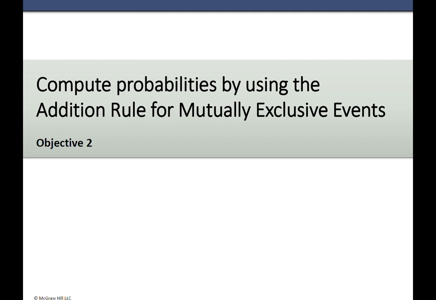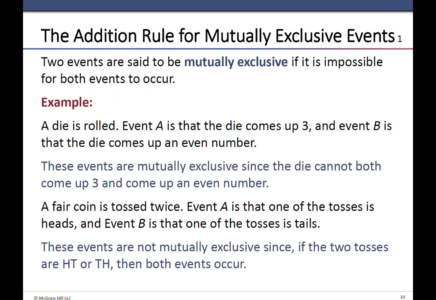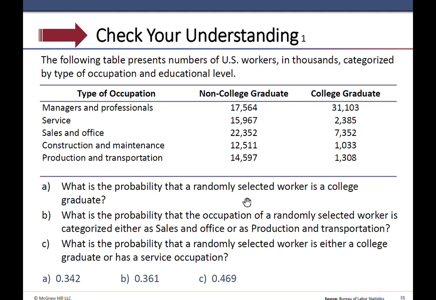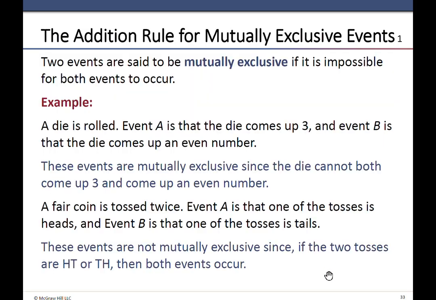All right, let us compute probabilities by using the addition rule for mutually exclusive events. So 2 events are said to be mutually exclusive, sometimes you might see it as the word disjoint, but they mean the same thing, if it is impossible for both events to occur. We just saw an example of this. It was impossible for anyone to be both sales and office and production and transportation. They did not overlap, so they would be mutually exclusive events.